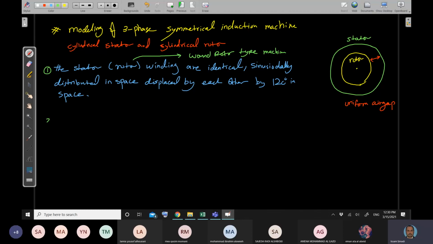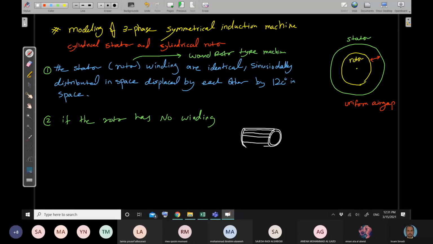And if the rotor has no winding, simply if the rotor has bars shorted by a ring, in this case, this type of machine is called what? Squirrel cage, yes. Now this is called the squirrel cage type machine.